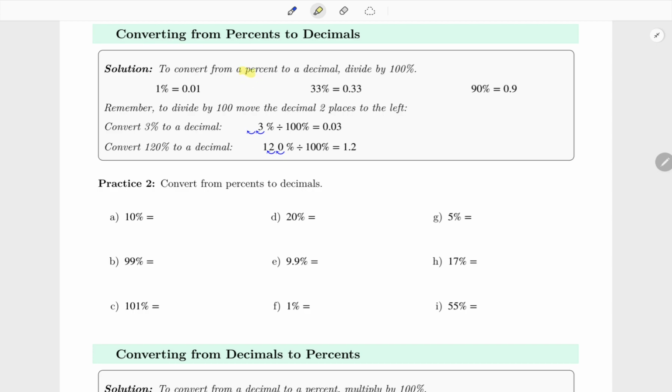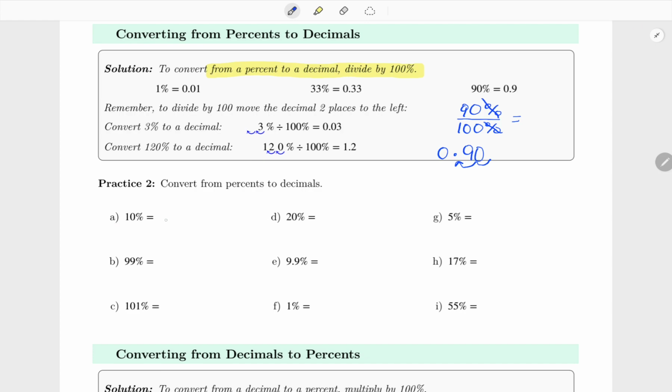To convert from a percent to a decimal, we divide it by 100%. This will cancel the percent signs. Now to divide by 100, we move the point 2 places to the left. We get 0.9.